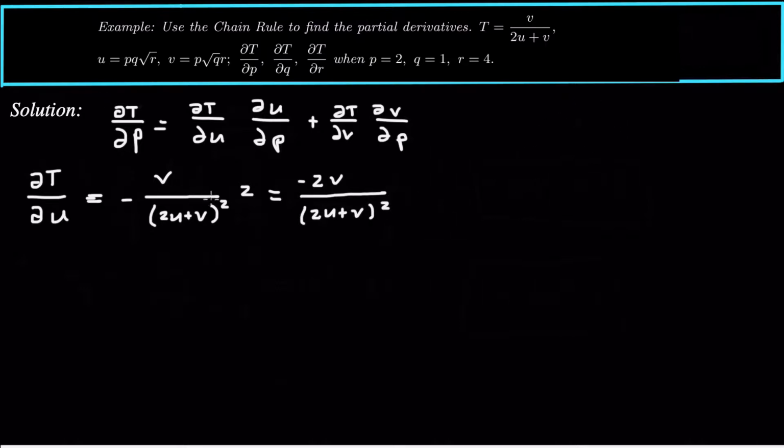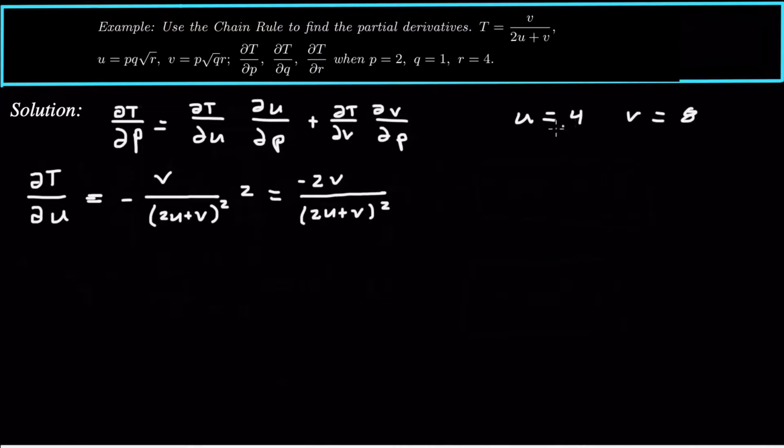Now, where do we evaluate this? We evaluate it when p equals 2, q equals 1, r equals 4. But we already said that when p equals 2, q equals 1, r equals 4, u equals 4 and v equals 8.